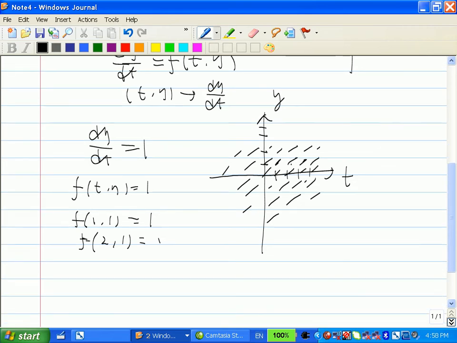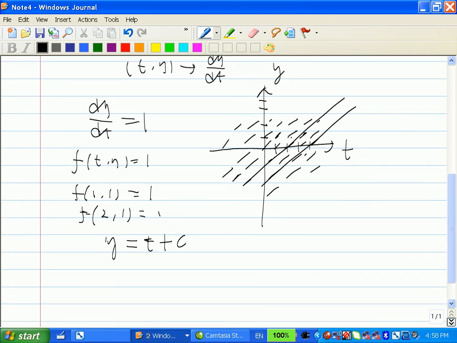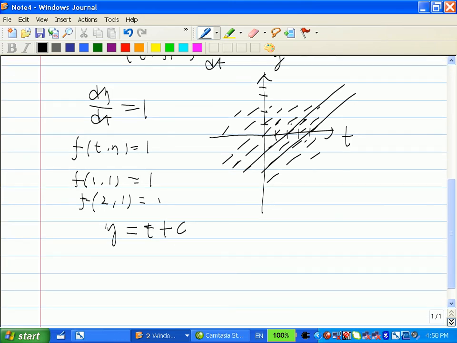Now, the direction field will tell you what your solution looks like. For this problem, dy/dt = 1, what is the solution? What kind of function y, when you take its derivative with respect to t, gives you 1? Obviously, y = t + c will be your solution. For different c, you get different solutions, infinitely many. Those solutions are all straight lines. So your direction field pretty much tells you what your solution looks like.